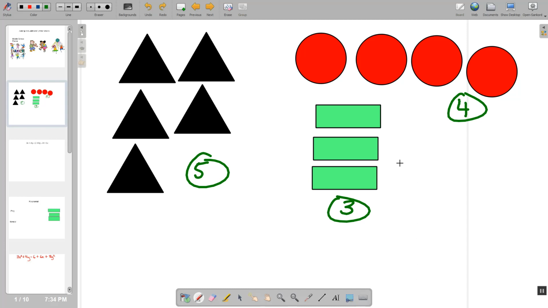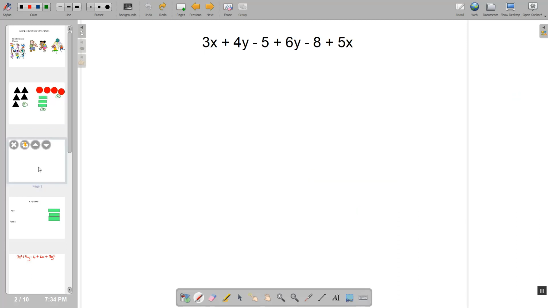And as we look at our equations and our problems and polynomials later, I want you to think of them in the same way. You can't combine triangles with your circles. You can't combine your circles with your rectangles. So here's our first problem, that we have x's, y's, and regular numbers. And before I start doing anything at all, I want to think about, okay, so what variables do I have in this problem? So in this one, I have x's, y's, and numbers.